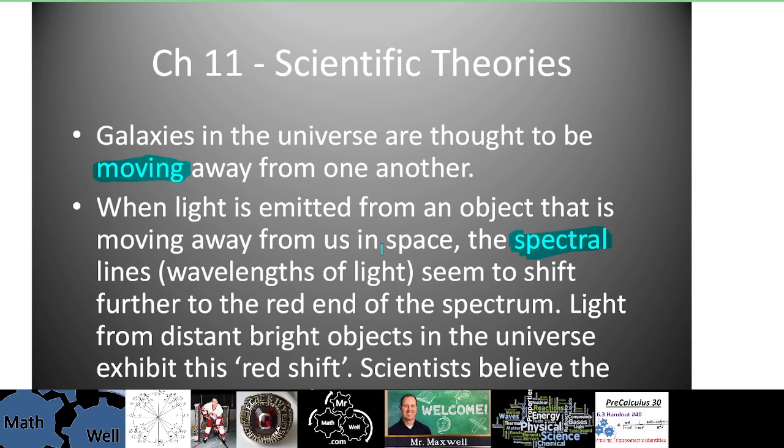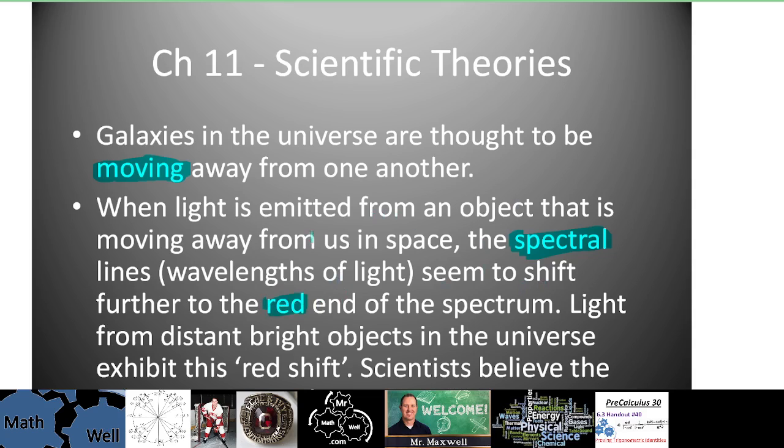Anyways, spectral lines, there's a lot. When you continue on, if you take Physical Science 20, we're going to talk a little bit more about spectral lines, and in Chemistry 30 we'll talk about spectral lines. And I imagine in Physics 30, I haven't taught that for a while, but you'll talk about these spectral lines and electromagnetic radiation. But these specific wavelengths of light seem to shift further to the red end of the spectrum.